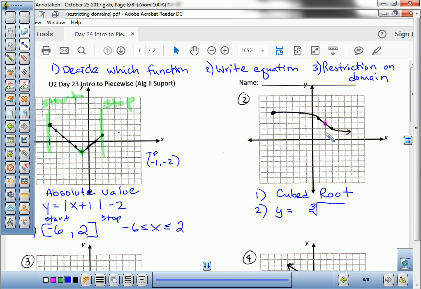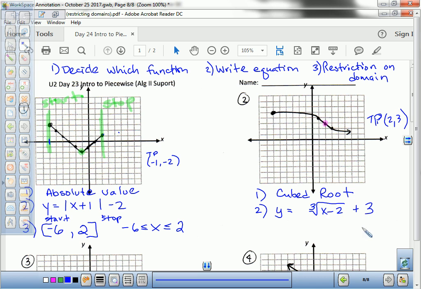Okay, so this point was +2, +3. The translation point on this one was 2, 3. So I'm going to need an x -2 in here, because remember we always do the opposite with the x, and a +3 at the end.